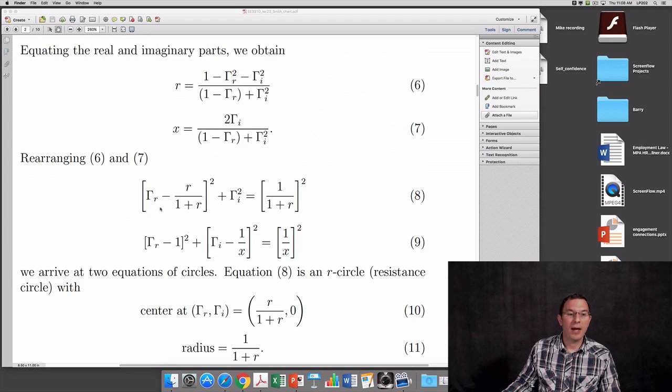In equation 8 here, the role of x is played by the real part of the reflection coefficient, and then x naught, which is the coordinate of the center of the circle along the x-axis, is right here, little r over 1 plus r. The coordinate of the center of the circle along the y-axis is 0 because nothing is subtracted off from the imaginary part before we square it. And similarly, the radius of the circle is simply 1 over 1 plus little r.